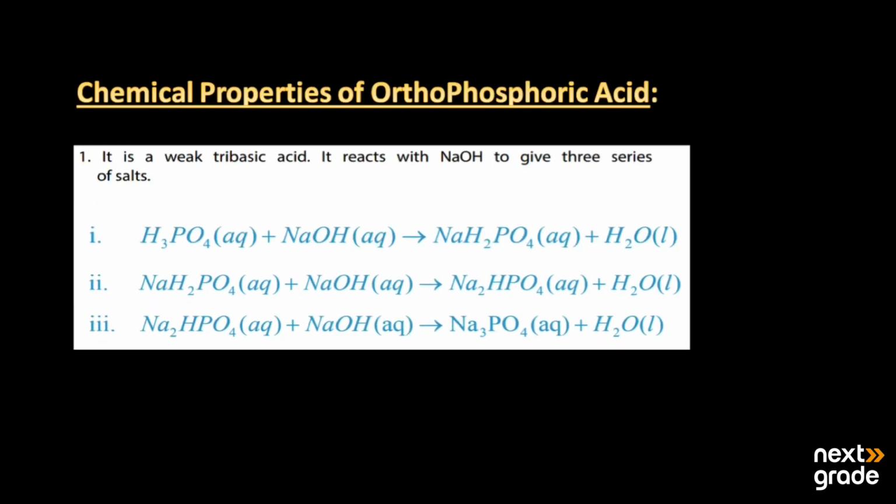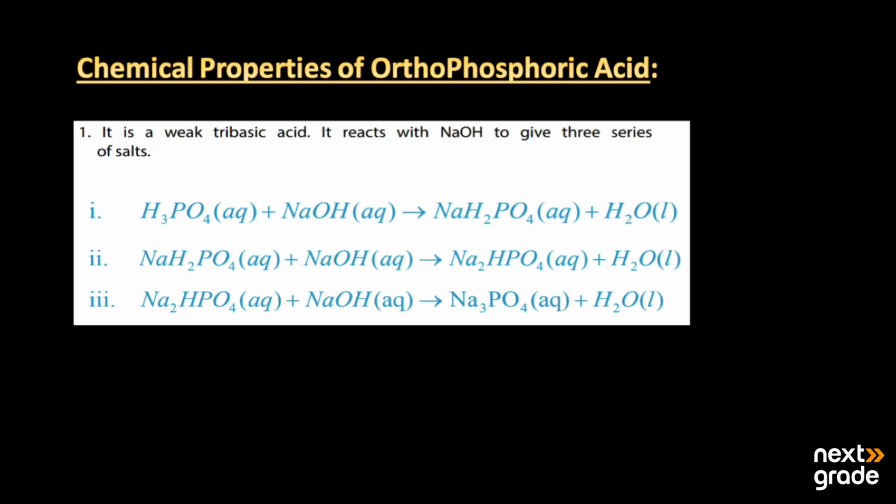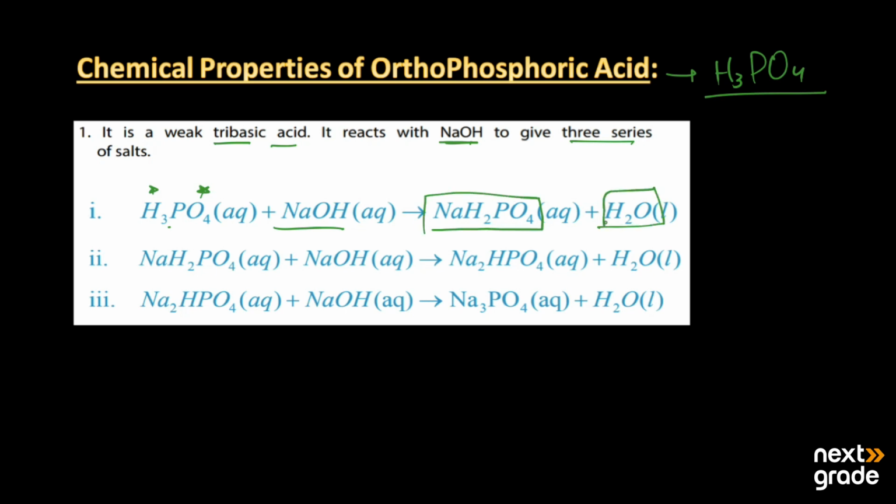After this, we have some chemical properties of orthophosphoric acid, whose formula is H3PO4, the second oxyacid of phosphorus. Orthophosphoric acid is a tribasic acid, because it has three hydrogen atoms. So it reacts with sodium hydroxide to give three different salts. In step 1, when sodium hydroxide reacts with orthophosphoric acid, it produces NaH2PO4 and water.